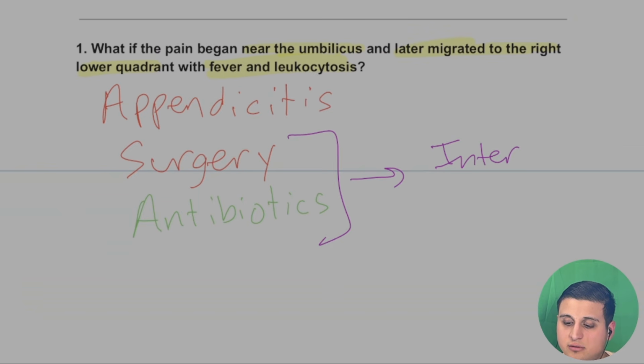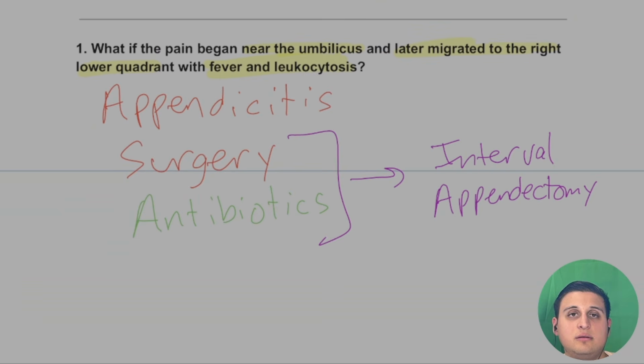Not interval appendectomy, sorry. That's when, if it ruptured and now you have some sort of abscess that's pooling, you're going to need to give them antibiotics, possibly drain it, and then you'll have them come back 6 weeks later for the actual appendectomy. All right. So that's the big thing here.